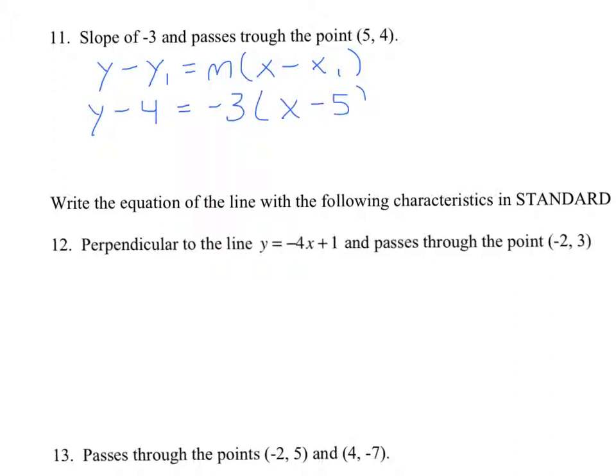my x1. Now, since the question asked us to specifically put this into slope-intercept form, I'm going to distribute the negative 3 and then add the 4 to the other side. So my answer will be y equals negative 3x plus 19.